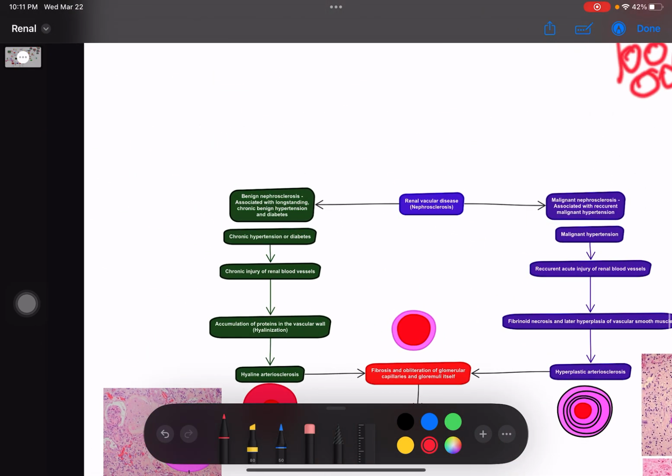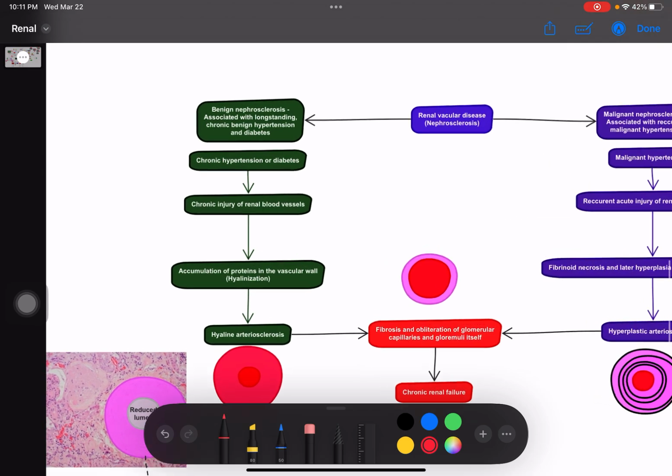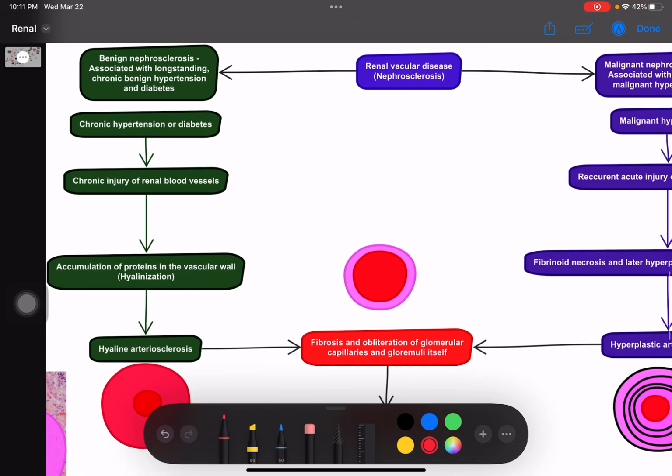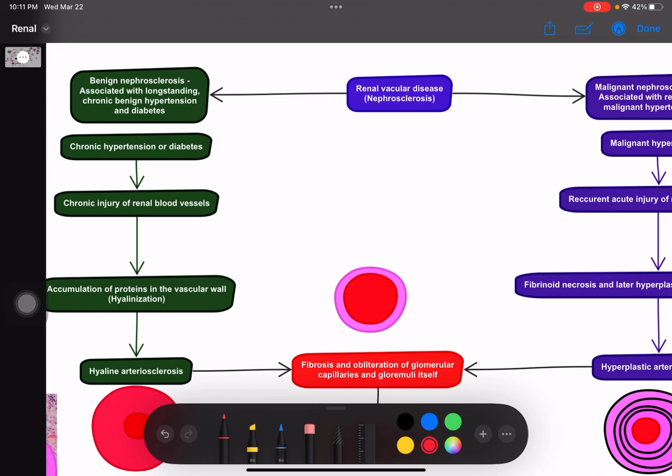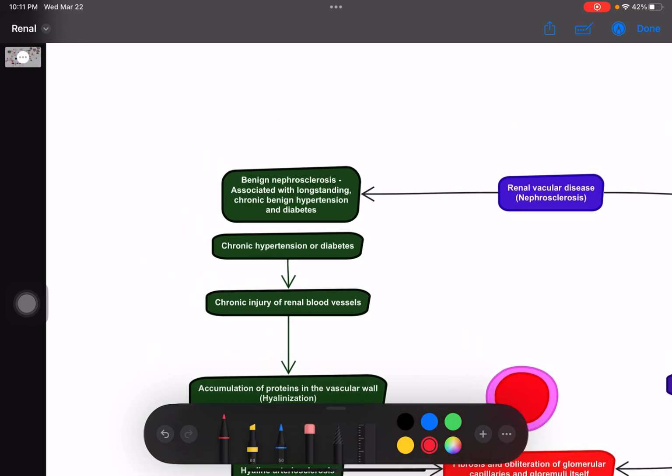Okay, now this renal vascular diseases. This is nephrosclerosis. There are two types. There's a benign nephrosclerosis, which is associated with the long-standing hypertension. So there's a sclerosis of the glomerulus.